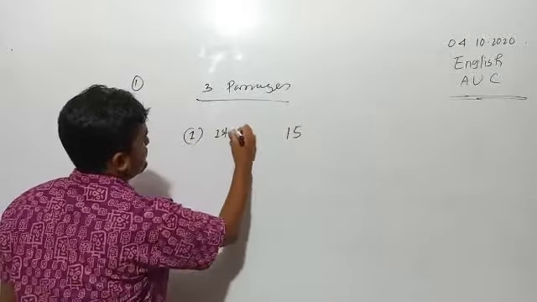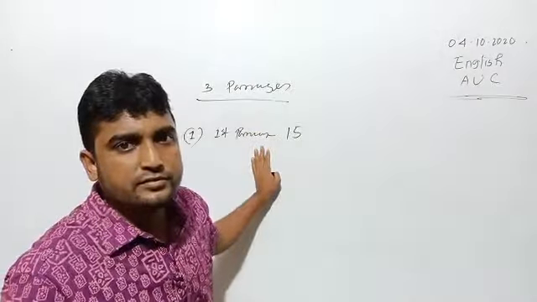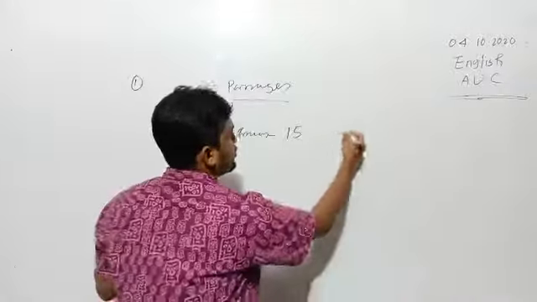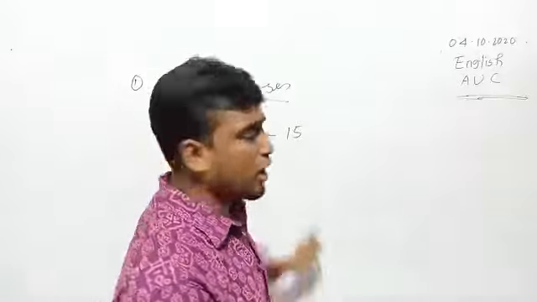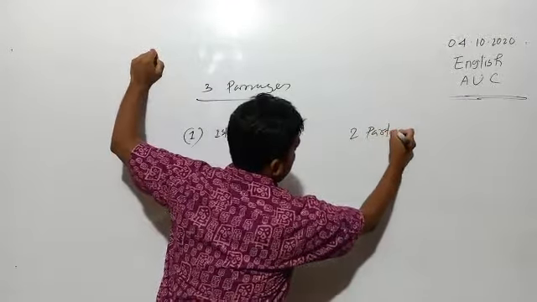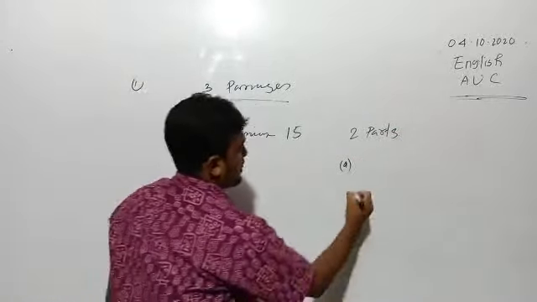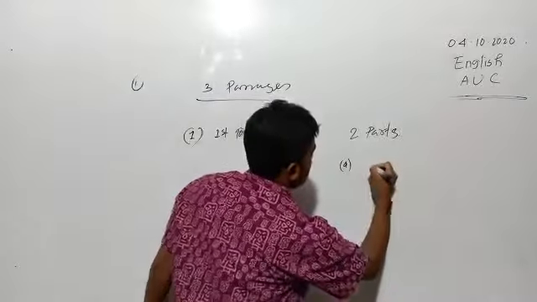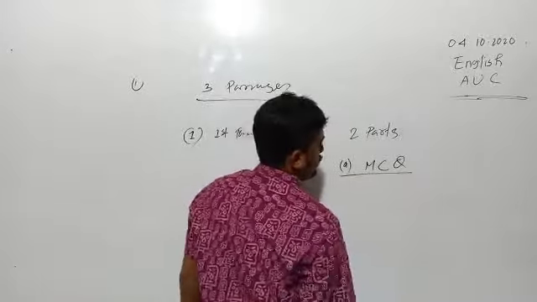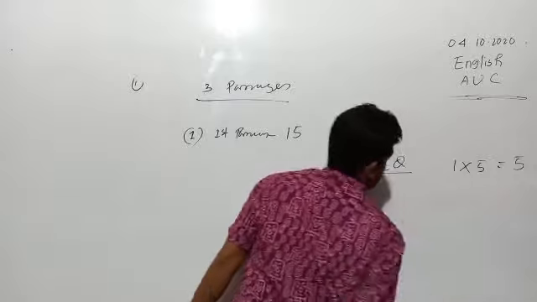First passage will be numbered 15, and this passage will have 2 parts. How many parts of first passage? 2 parts. And A will be given 5 marks, named MCQ. Marks will be given 5. 1 into 5 is equal to 5.